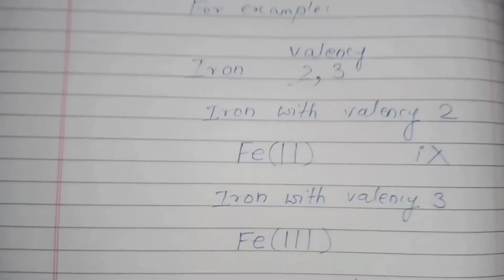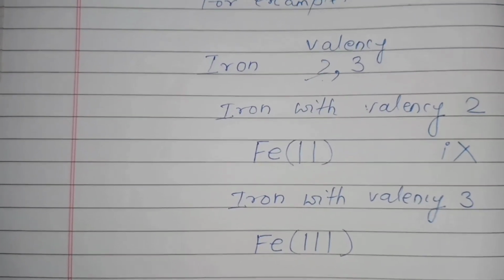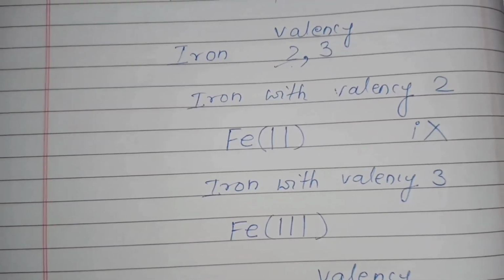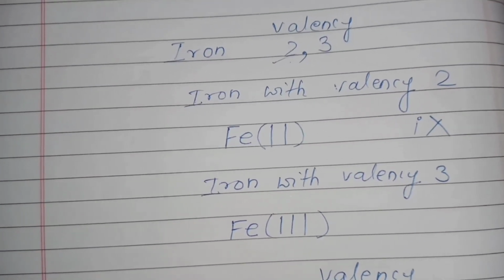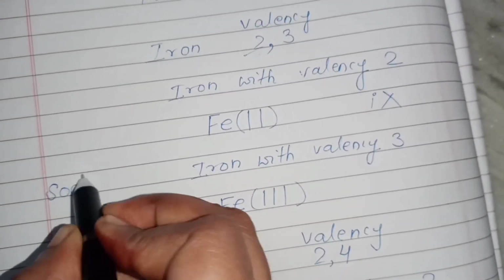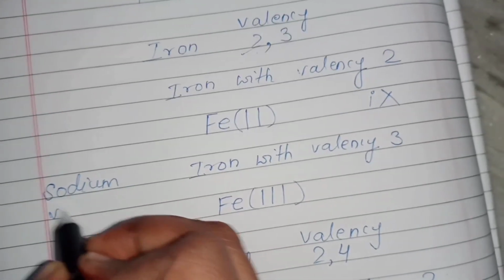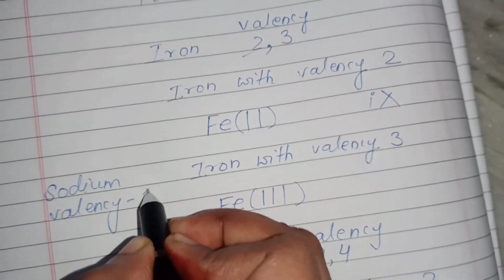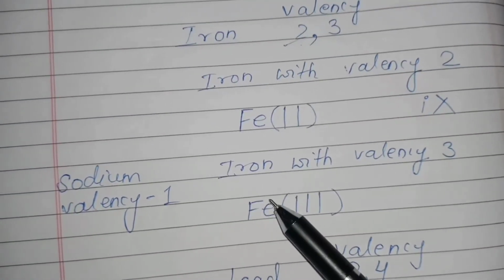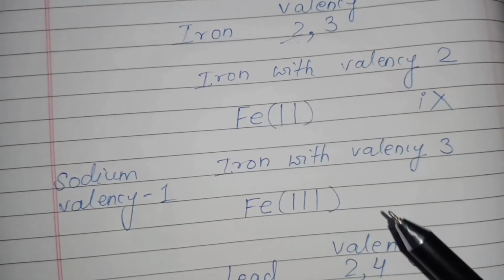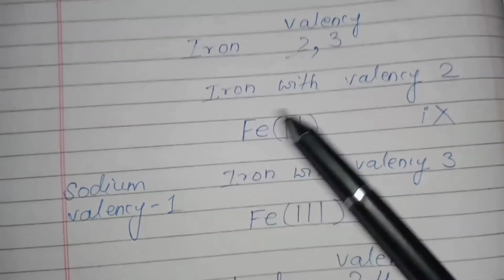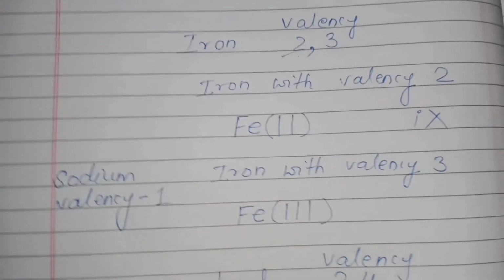Now for an element which has only one valency, we will write that its valency is 1. We write the Roman numeral only when the element has more than one valency. Like sodium has valency 1, so we will write its valency is 1. The use of valency we will do in the next topic, that is ions. There you will learn more in detail about valency. This was how to represent valency.